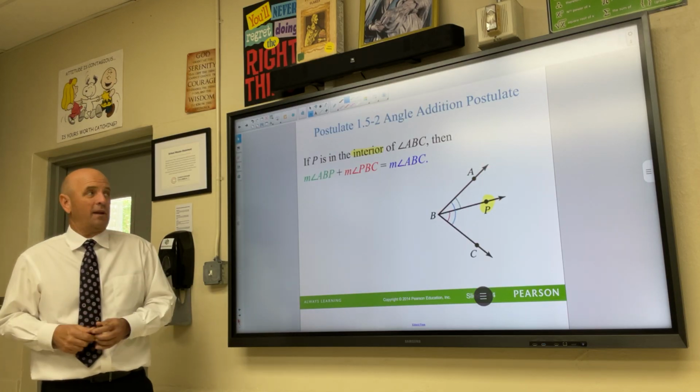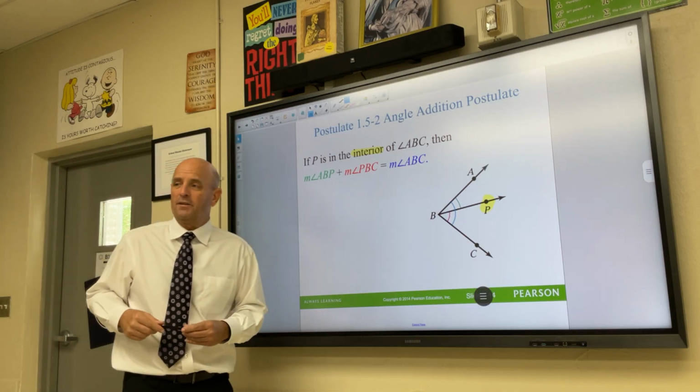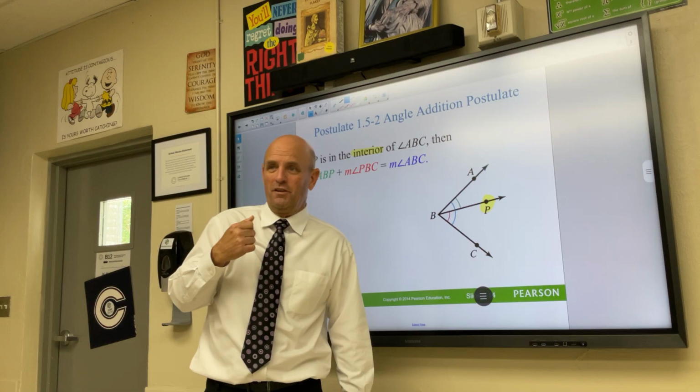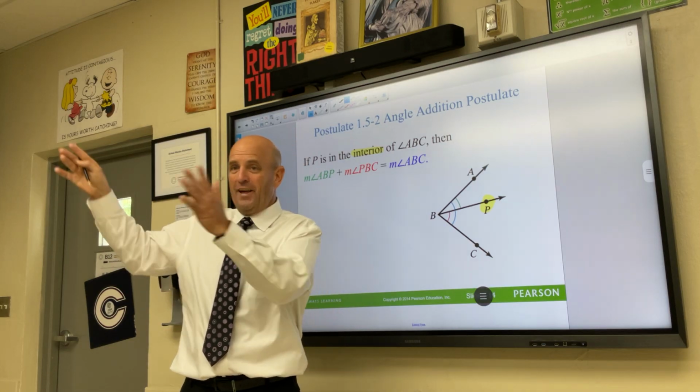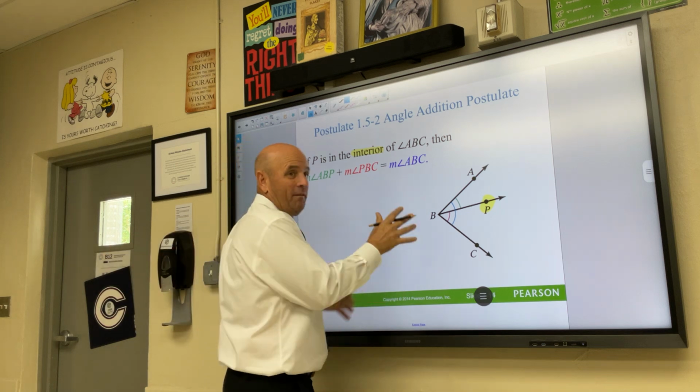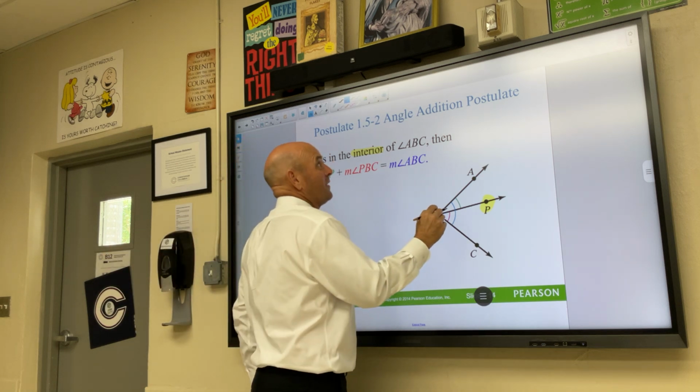Okay, this is the big one today. This is what I want to get to. Angle addition postulate. Hey, that looks familiar. Except we had the segment addition postulate. Remember that one? The pieces add up to be the whole thing. Same overall concept. Instead of the segments adding to the whole thing, now it's going to say what?